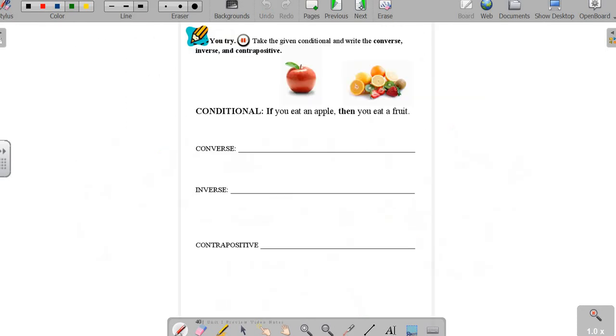Let's try another example. I'd like you to do this page where you take this conditional. If you eat an apple, then you eat a fruit. That's a conditional. Cause, eat an apple. Effect, eat a fruit. I'd like you to write the converse, the inverse, and the contrapositive. Do this on your own, then restart and correct. Pause the video.